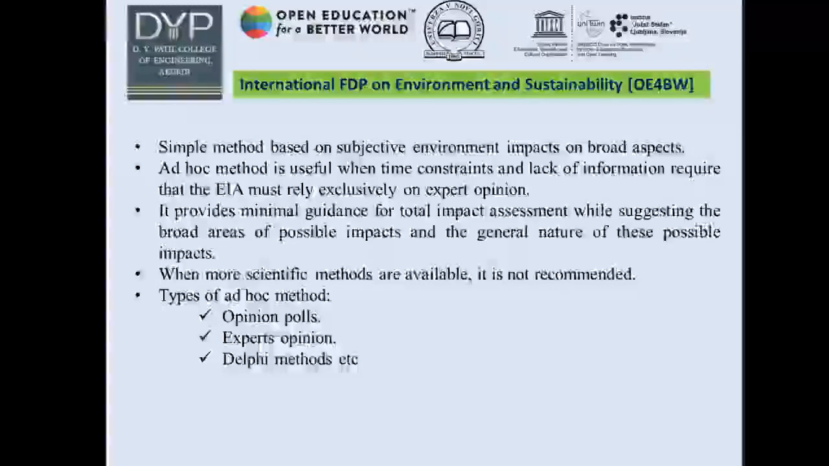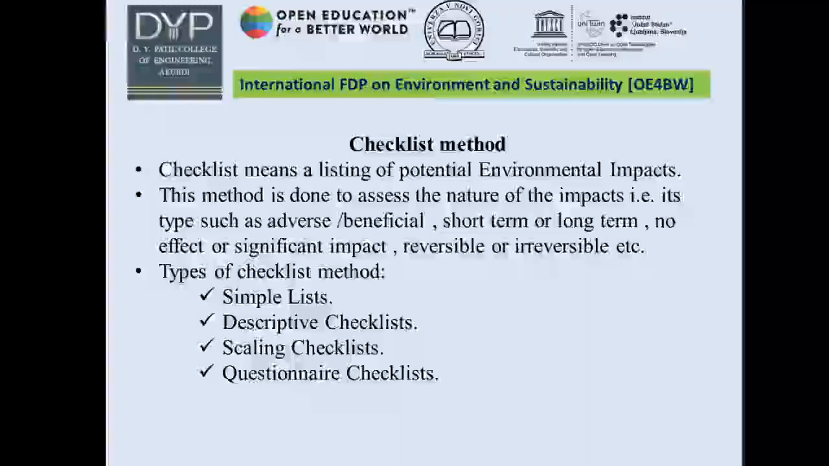Next one is the checklist. Checklists are a standard list of types of impact associated with a particular type of project. All checklists have boxes or cells that must be filled with information about the nature of impact. The checklists are classified into simple checklist, descriptive checklist, scaling checklist, and nowadays we add one more: the scaling weighted checklist, where we give some weightage for each parameter. Next one is the questionnaire checklist.